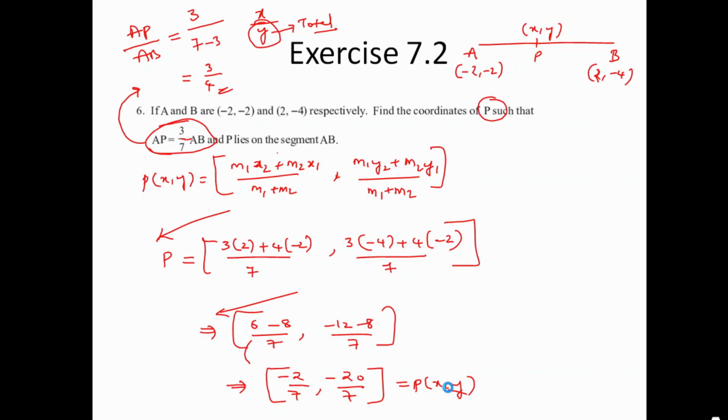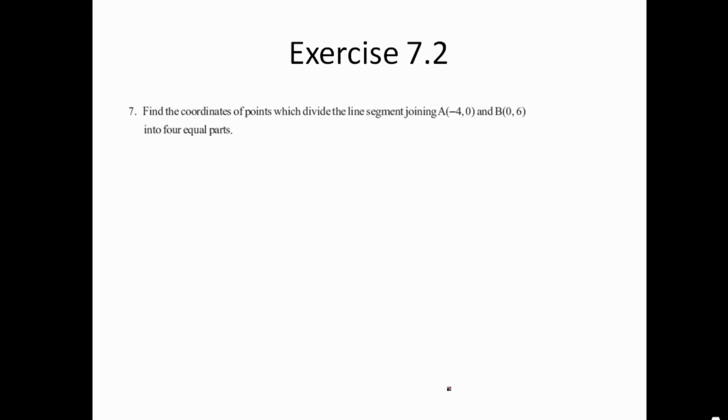So let's look at the next one quickly. Find the coordinates of the points which divide the line segment AB into 4 equal parts. That means you are having 4 equal parts. Here you are having A and here you are having B, with A as 0,6 and B as minus 4,0. This is divided into equal parts. Let me name it Q and let me name this R, and this is your S. Okay, 4 equal parts, right?